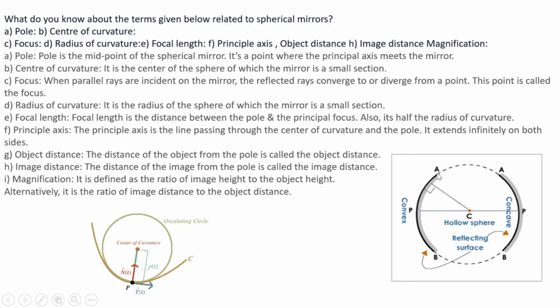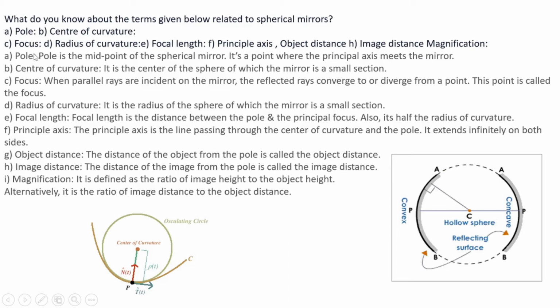If we take this part of a spherical mirror, we are taking only this part. The distance from A to P and B to P is equal. P is the midpoint of the spherical mirror. It is the point where the principal axis meets the mirror. The principal axis is this horizontal line, which extends beyond on both sides.